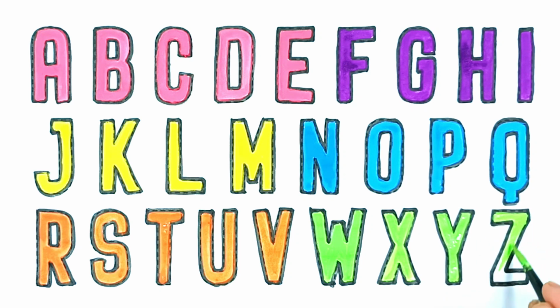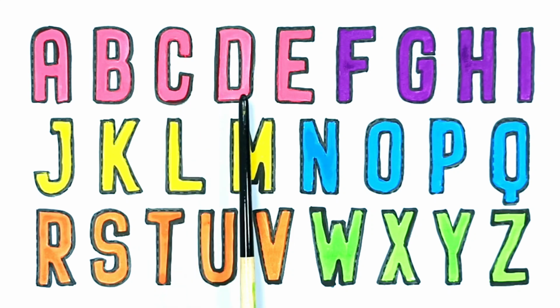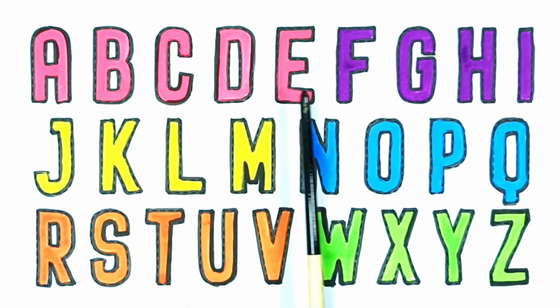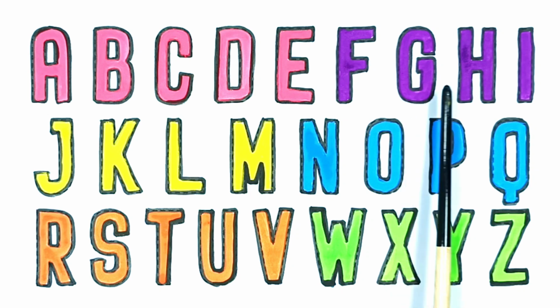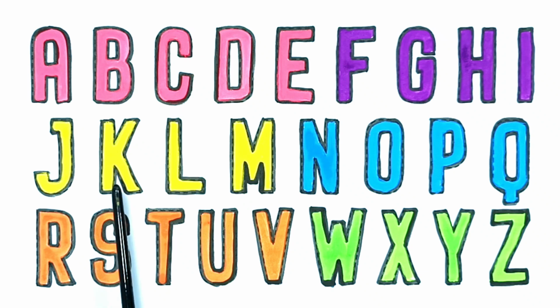The itsy bitsy spider went up. Z for zebra. A, B, C, D, E, F, G, H, I, J, K, L, M, N, O, P, Q, R, S, T, U, V, W, X, Y, Z.